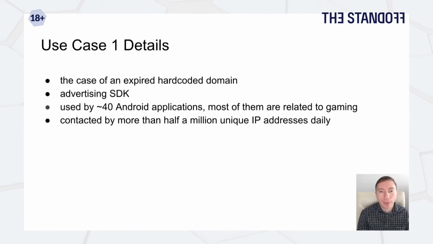The first use case is about an expired hard-coded domain that belonged to an advertising SDK. This domain was used only by close to 40 Android applications, not a big number, and most of them are related to gaming. But what is interesting is that for only 40 Android applications we received requests from more than 500,000 unique IPs daily. So it is a considerable number of devices that are using those mobile applications.